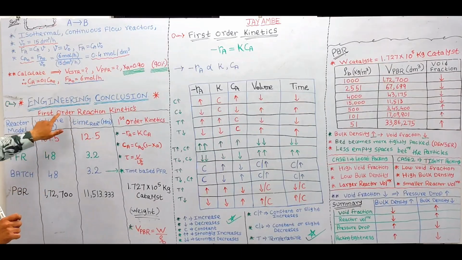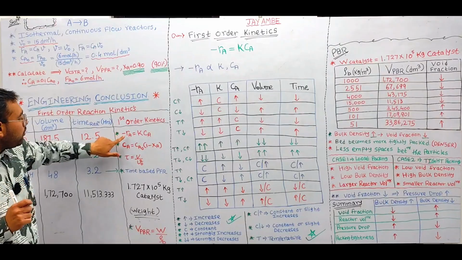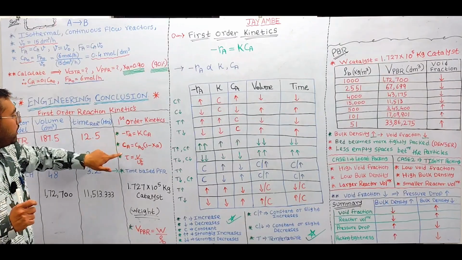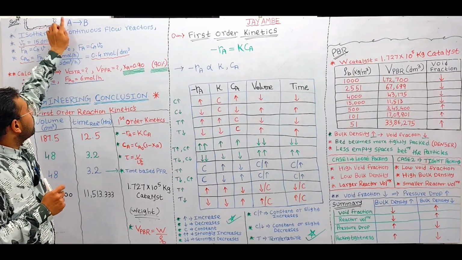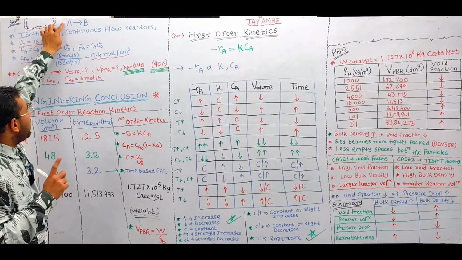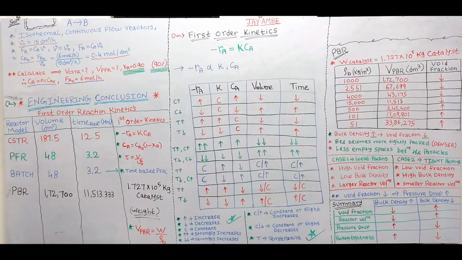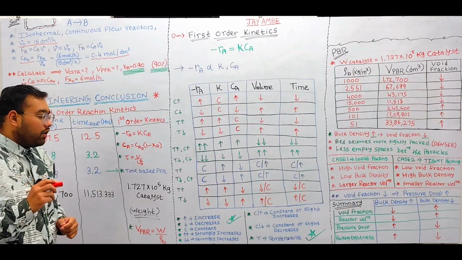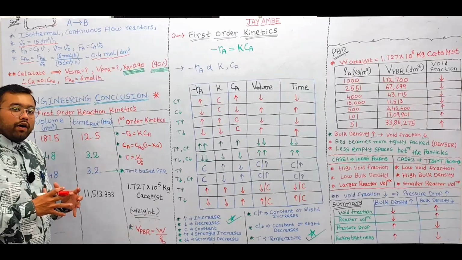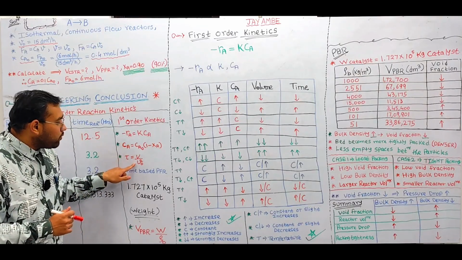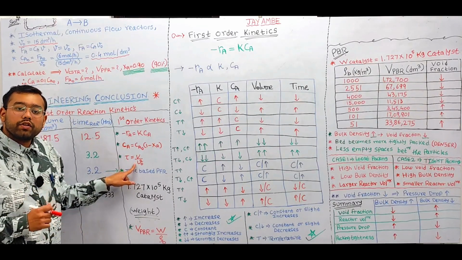We were solving for the first order reaction kinetics for the given rate law, minus r_A is equal to k C_A, where we have a single reaction in which reactant A is getting converted into the new product B, right? So by using the fundamental concept of the space-time, the space-time is defined as the ratio of volume to its volumetric flow rate. It's called the space-time, right?